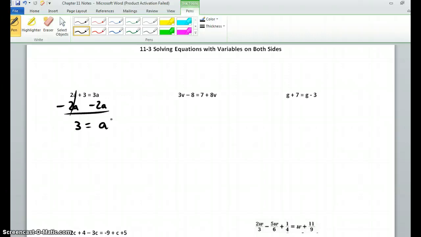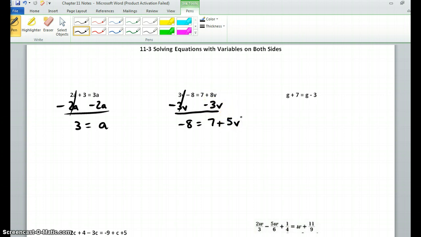Now we have numbers on both sides as well as variables on both sides. So let's go ahead and get rid of the 3v. We'll start by doing that. So in order to get rid of the 3v, I subtract 3v from the left. I subtract 3v from the right. These cancel out on the left, leaving me with just a minus 8. And then on the right-hand side, I have 7 plus 8v minus 3v, which is 5v.